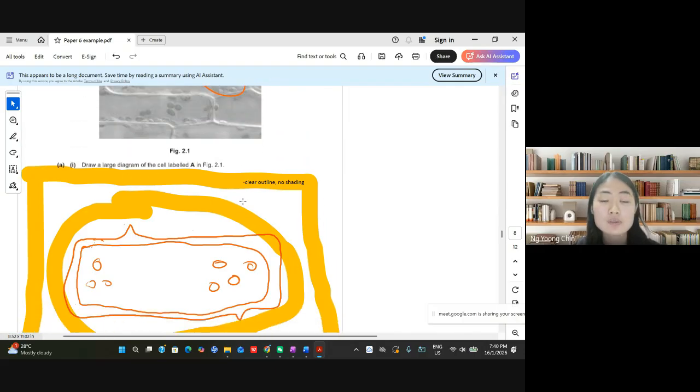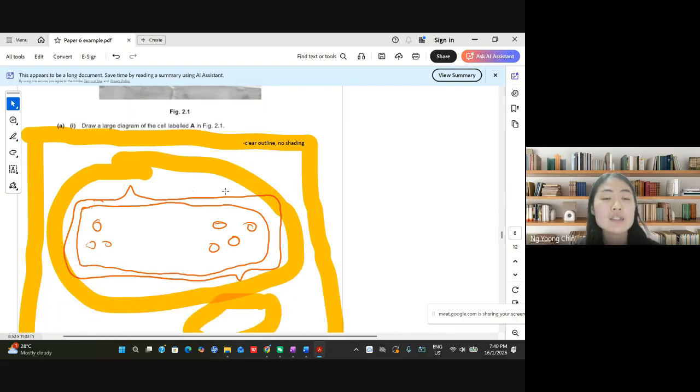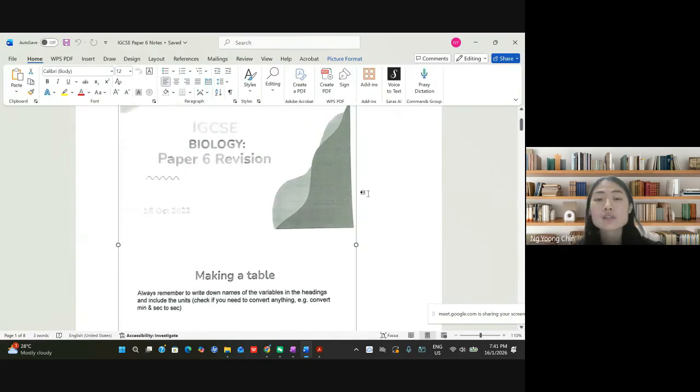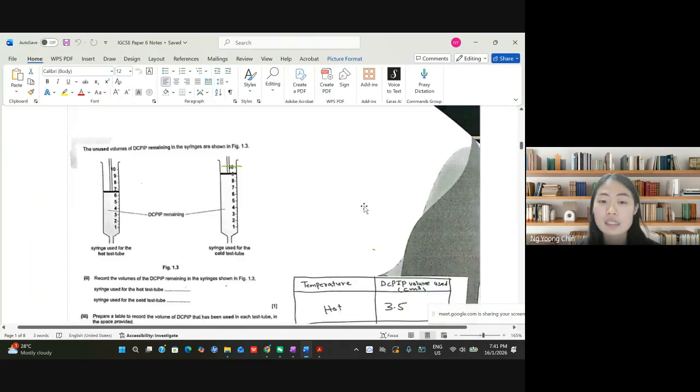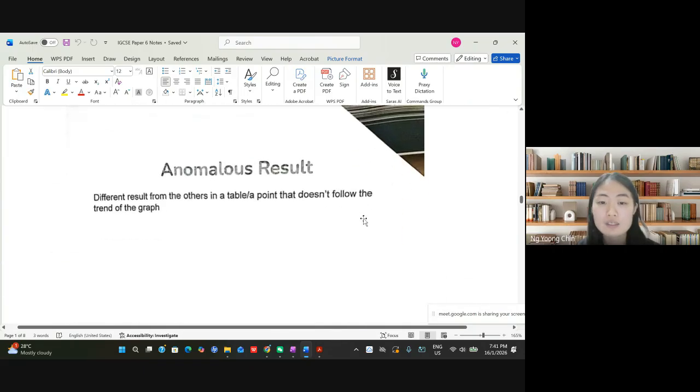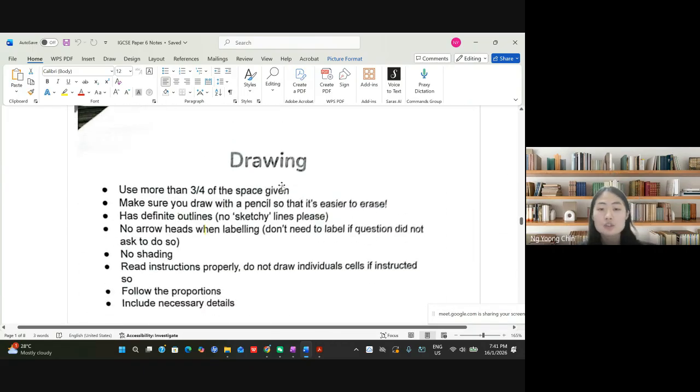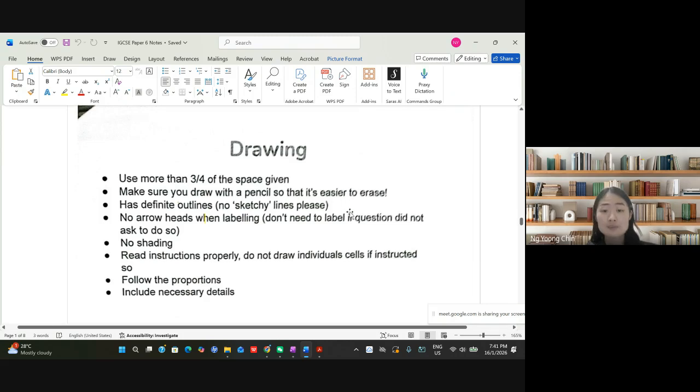Okay, draw a large diagram. So just ensure clear outline, no shading. And sometimes if the question asks you to label, then you need to label. For example, let me show you this one. So this is another template. Okay, I show the drawing part. Use more than three-fourths of the space given, which means you need to use more than half of the space. Cannot draw too small. And then make sure you draw with the pencil, so it's easier to erase.